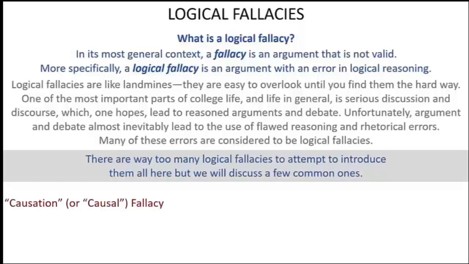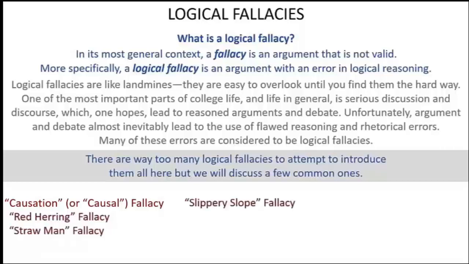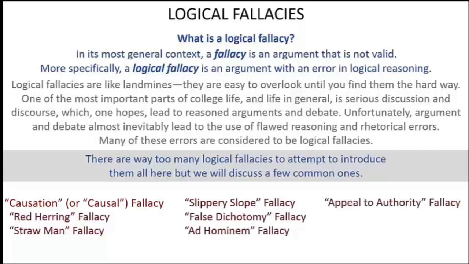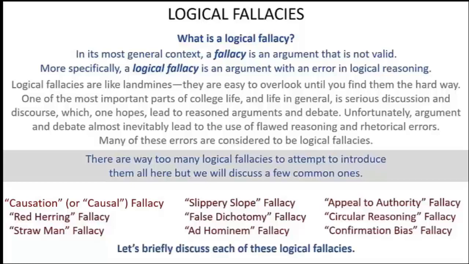One is called the causal or sometimes false cause fallacy. There's one called the red herring fallacy, the straw man fallacy, the slippery slope fallacy, the false dichotomy fallacy, the ad hominem fallacy, the appeal to authority fallacy, the circular reasoning fallacy, the confirmation bias fallacy. Let's talk about these one at a time, just briefly.